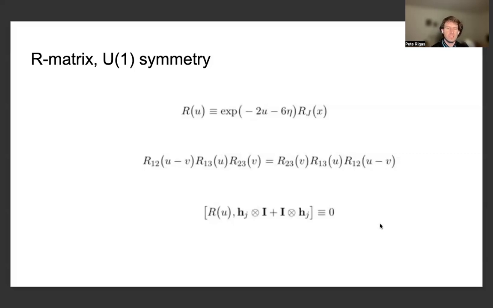And the concept of U1 symmetry comes into play with the R matrix, because the commutator of the R matrix with Hj tensor I plus I tensor Hj vanishes. And sorry, I forgot to include the definitions for the Hj matrices, but they're just defined in terms of 6x6 matrices that have zeros in all entries of the matrix but one, either the 1st entry or the 6th entry, and so on and so forth.